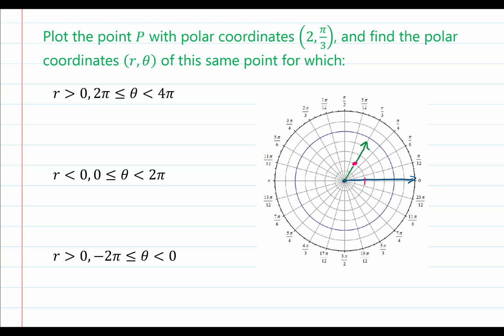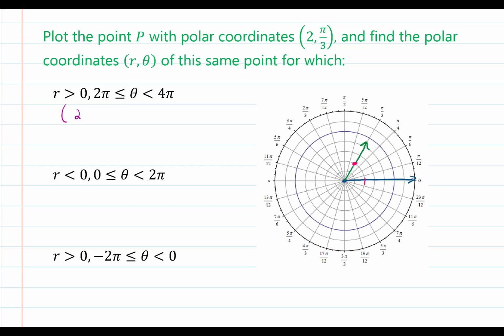What we are now being asked to do is find other ordered pairs that when graphed will result in the same point. And what we're given are different criteria for the value of r and also the value of theta. So we're first going to look at when r is greater than 0 and theta is greater than or equal to 2 pi but less than 4 pi. Let's start with r. Since r is greater than 0, we automatically know it must be positive 2. R can really only be 2 values. It's either going to be positive 2 or negative 2. Those are your only 2 options.